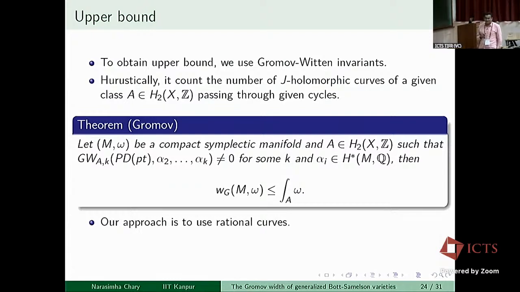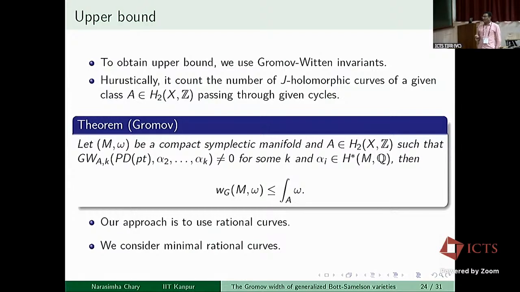Our approach is not by J-holomorphic curves. We wanted to use algebraic techniques, so we use rational curves. So in fact, X is M, because sometimes X is for algebraic and M is for symplectic. Maybe I messed up here.